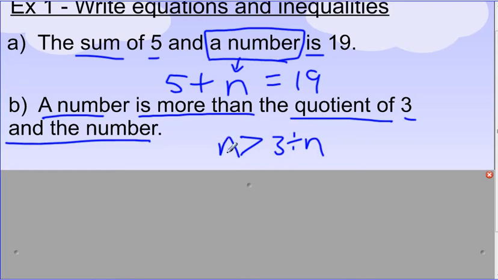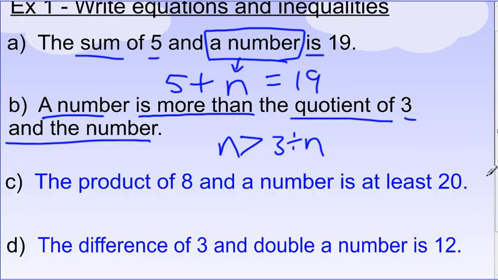A number is more than the quotient of 3 and the number. So you're just taking the words, turning it into equations and inequalities. Go ahead, pause the video, do these next two on your own, letters C and D. Hit play, and then we'll get back together and do it again in just a second.